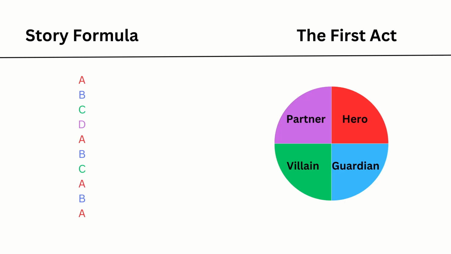And so what we need to do now in the formula is integrate the plot and the characters all into the first act so that we don't incorporate any pieces too late in the story. We want them all introduced so that we can tell a full story. So that the partner doesn't come in the fourth act, or the villain doesn't come in the second act. We want everything to be introduced early, as it should.